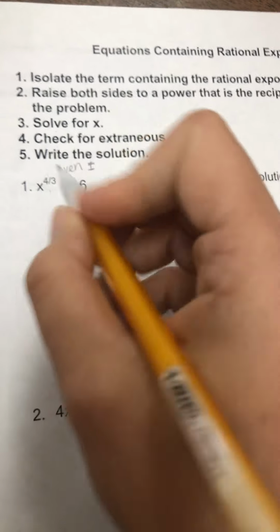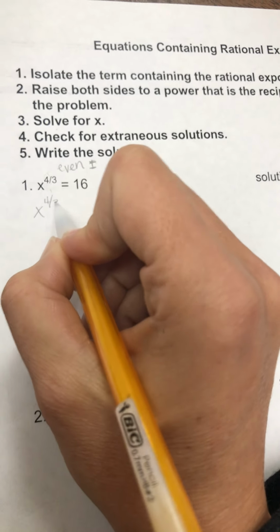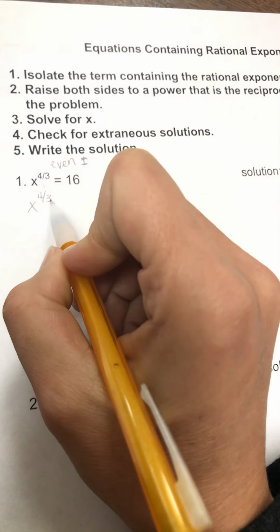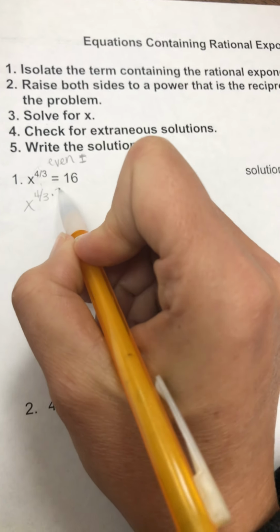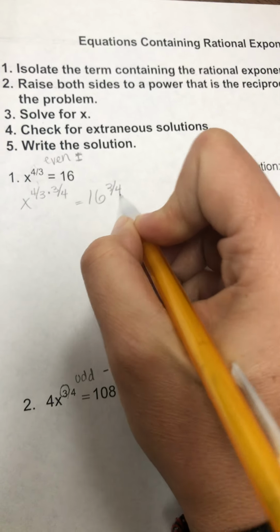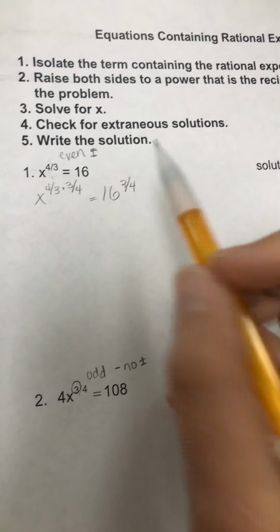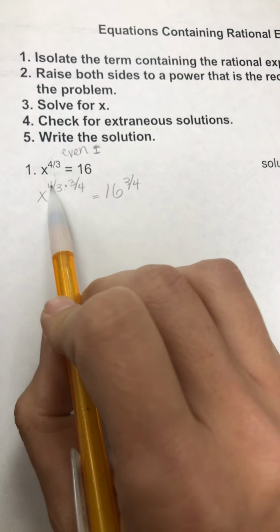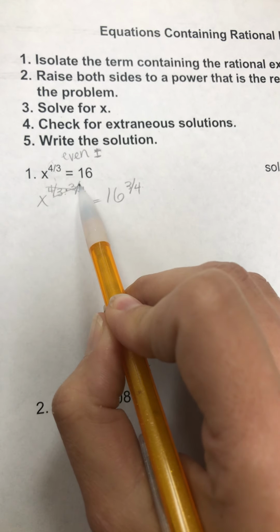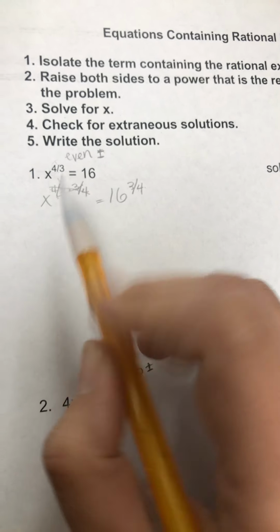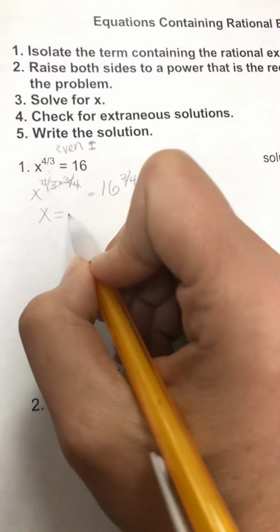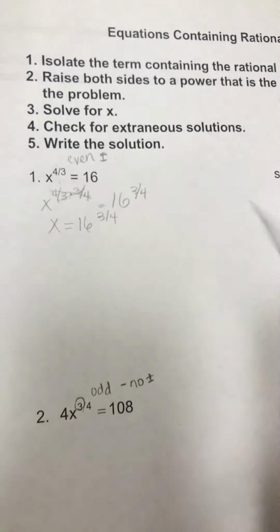So step 2, now you're going to raise both sides, so this is to the 4/3, to the power that is the reciprocal of the power in the problem. So the reciprocal of 4/3 is 3/4. So 16 to the 3/4, okay? So we put both sides to the 3/4 power, and that was because it's the reciprocal of 4/3. Because what happens is it cancels these out. You end up getting 12 over 12, which is 1. So you just get x to the 1, which is x, equals 16 to the 3/4 power.